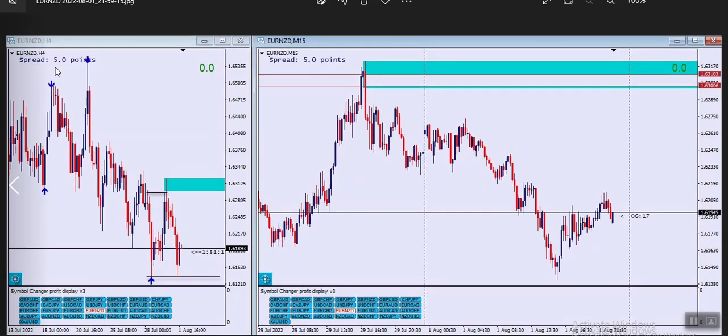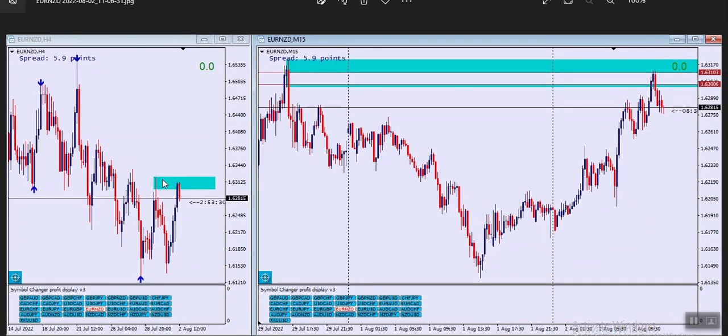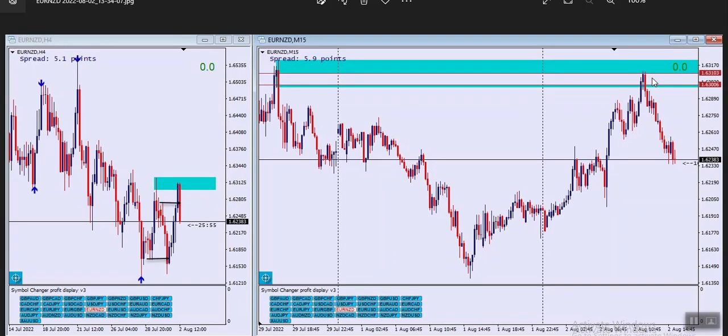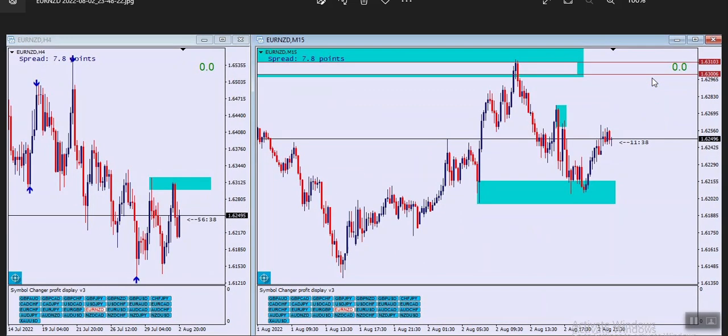This is another example, Euro NZD. Look at Euro NZD on 4-hour time frame. You see this rejection. As soon as we got this rejection, price continued to move downward. And look at what happened. So price took out this low and pulled back to my entry point, and that was how it started dropping to this level.